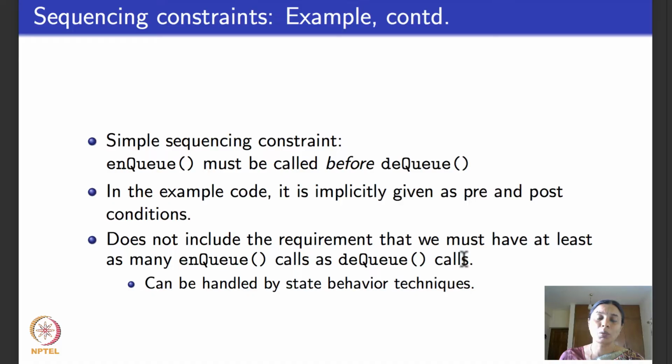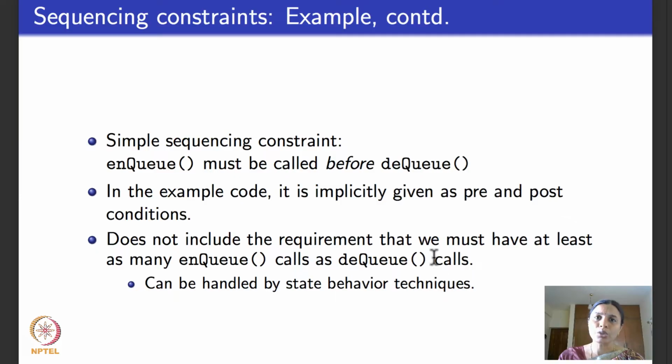So if you see, the word number matters here. We're talking about the number of NQ operations and the number of DQ operations. Whenever I'm counting the number of operations related to a particular piece of software execution, I typically cannot write it as a simple assertion or a sequencing constraint. I need what are called state-based models for that. We won't look at state-based models in this lecture. That will be the focus of the next lecture.